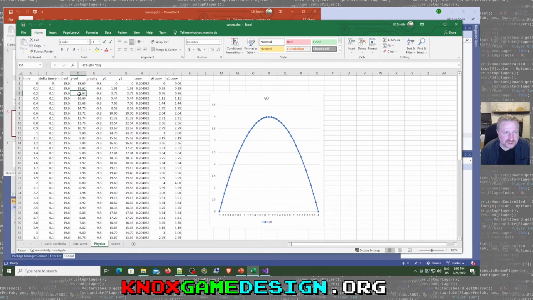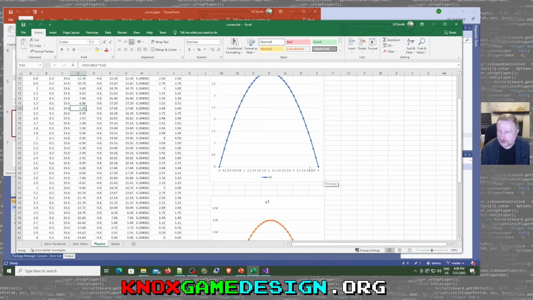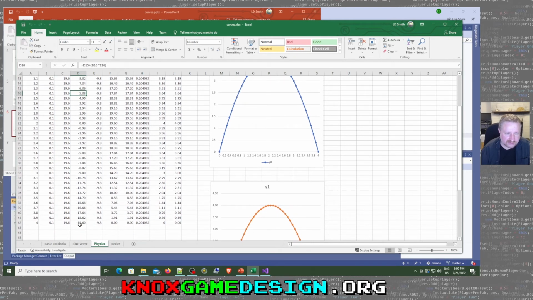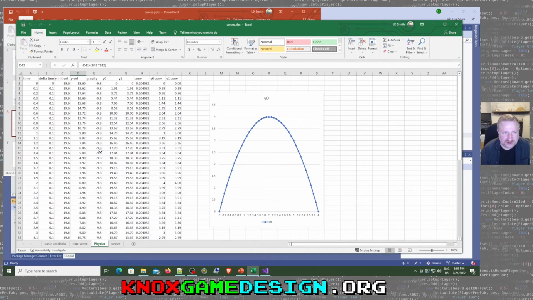So for each update, we're getting a new velocity. So when it reaches the peak of the curve, our velocity is going to be 0. Our velocity is going to be positive going all the way up to the peak of the curve. Then when it reaches the top, it's going to have a negative velocity. And that negative velocity is just going to keep getting bigger and bigger until it goes back down to height of 0. It'll actually be that negative 19.6 when it reaches the y value of 0.